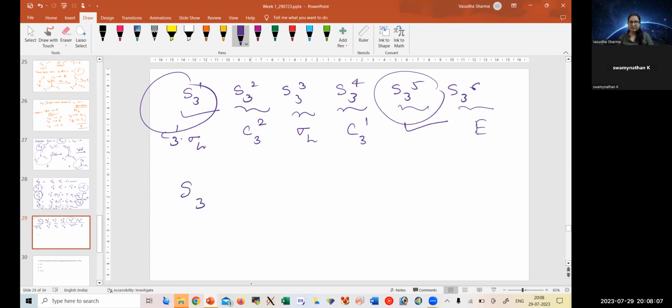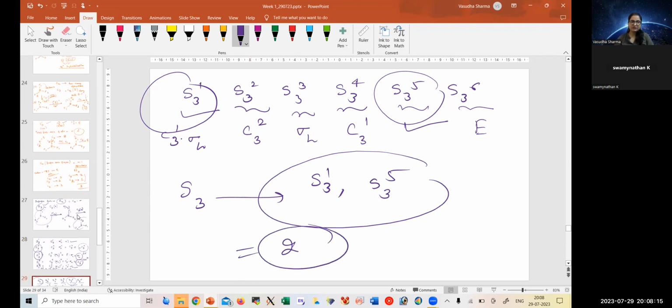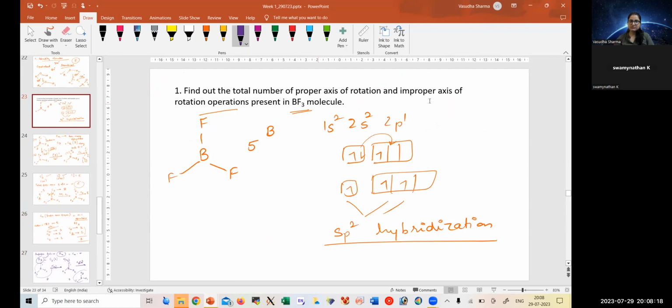So this S3 symmetry element is going to give you 2 operations, S3 1 and S3 5. So it would be counted as 2. So the answer to your question was this one. The proper axis of rotation operations for the BF3 molecule, if we are considering C3 as well as C2: 2 were coming from C3 and 1 was coming from C2, but there were 3 C2s, so we are counting 5, and improper axis of rotation operations we are counting as 2. Is that clear? Yes, ma'am.